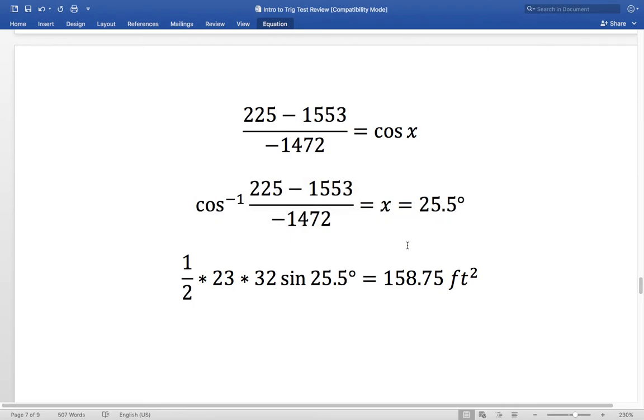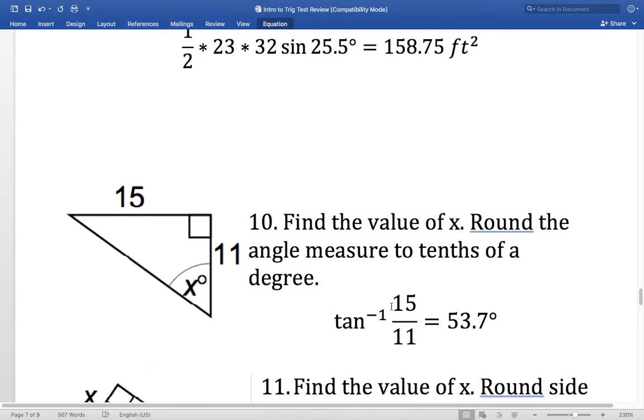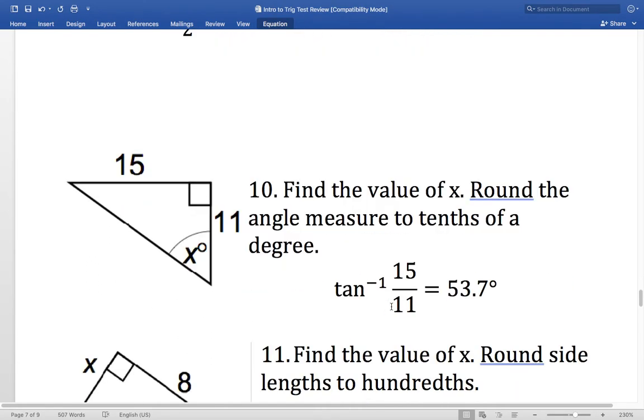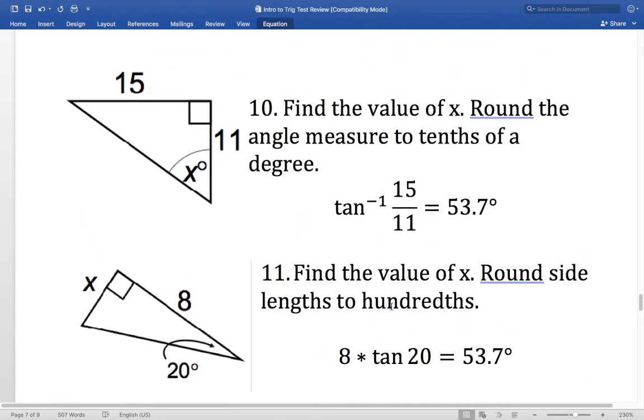And now we can go ahead and use the area formula with the sine function. 1/2 times one side measurement times the other side measurement times the sine of the angle that you have. You plug it all into the calculator and you get 158.75 feet squared. And that gives us the area of our triangle. All right, a couple more problems.